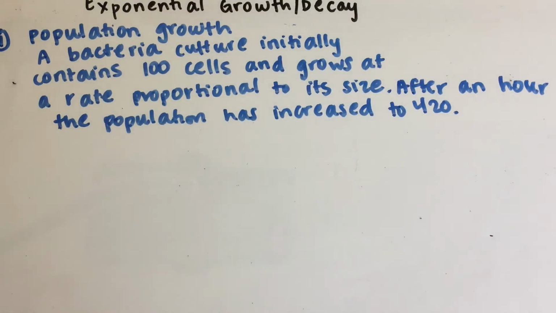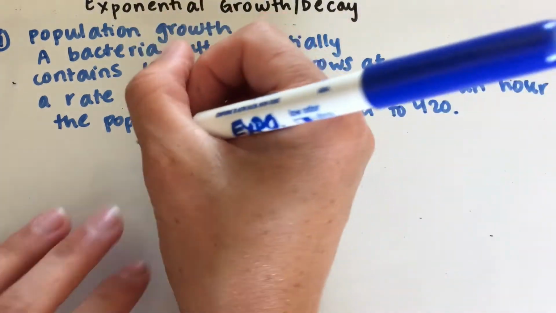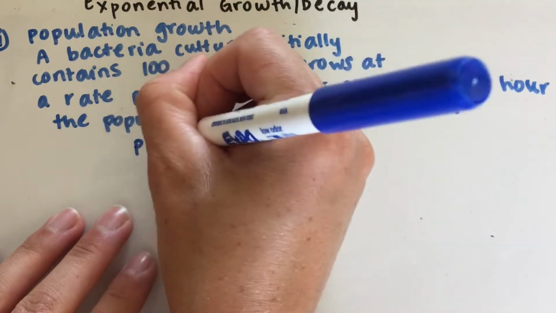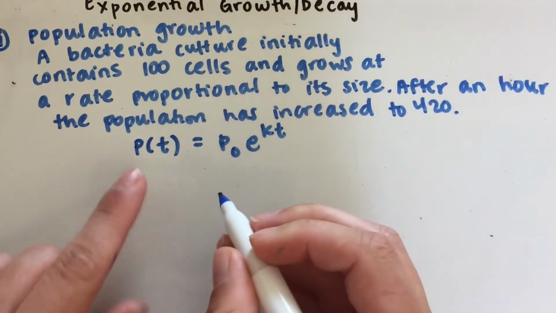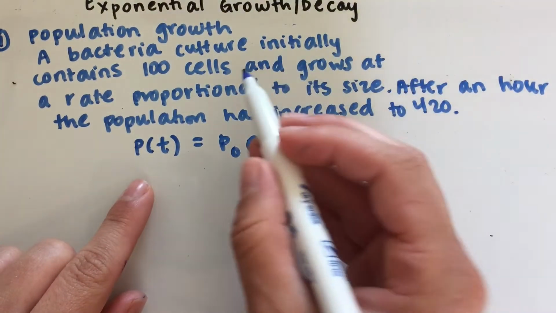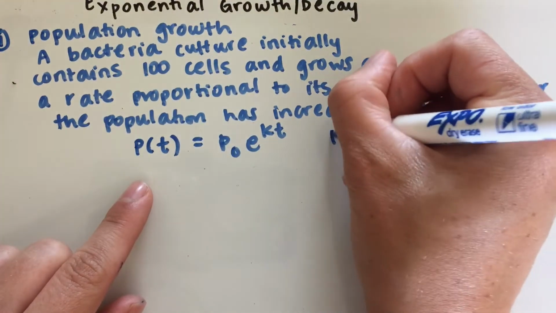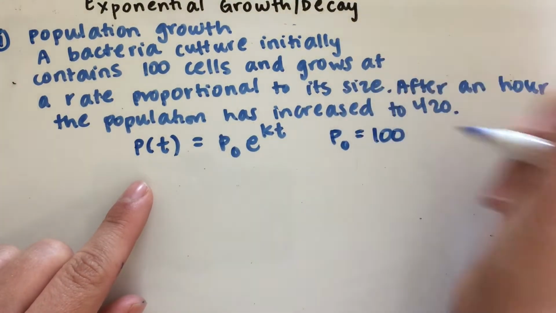Population growth problem. A bacteria culture initially contains 100 cells and grows at a rate proportional to its size. After an hour, the population has increased to 420. So if we know we're going to use the equation P of t equals P naught times e to the kt, we initially have 100 cells. So we know our P naught is equal to 100.